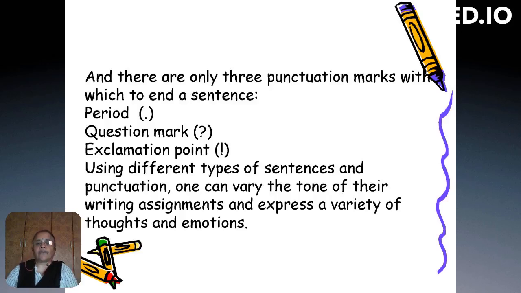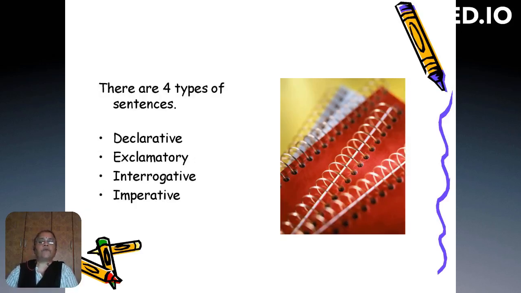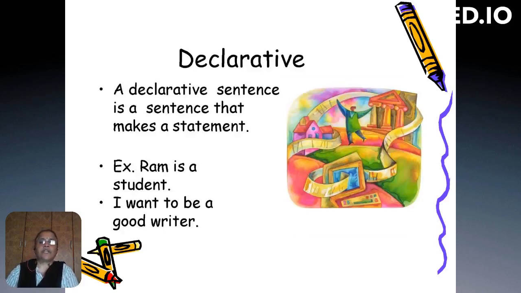writing assignments, and we are able to express a variety of thoughts and emotions just with the help of these punctuation marks. So, there are four types of sentences, very simple ones: declarative, exclamatory, interrogative, and imperative. Declarative is also known as assertive sentence. A declarative sentence is one which makes a statement. For example, Ram is a student. I want to be a good writer. Any plain sentence which declares or asserts something is called a declarative sentence.